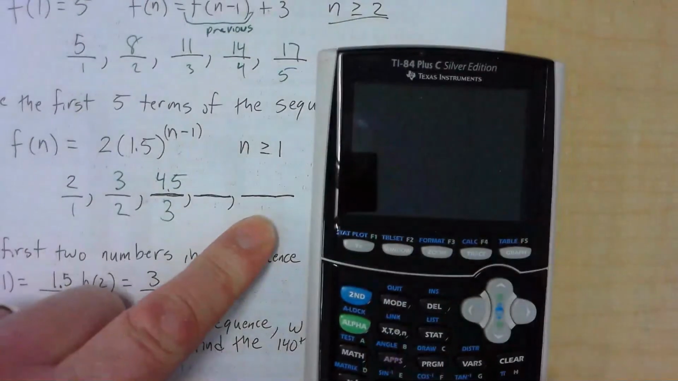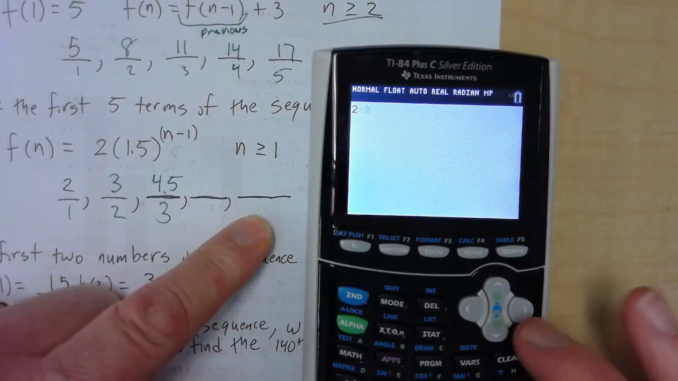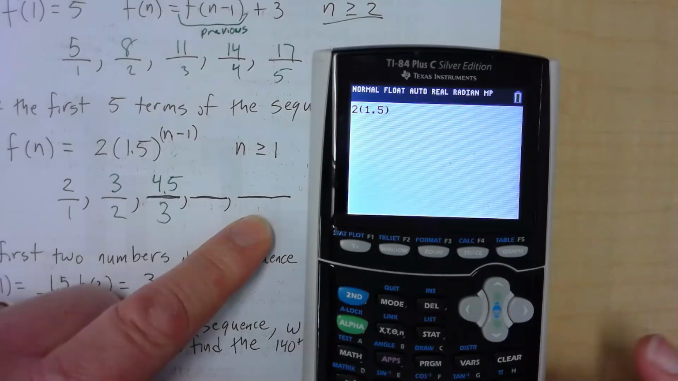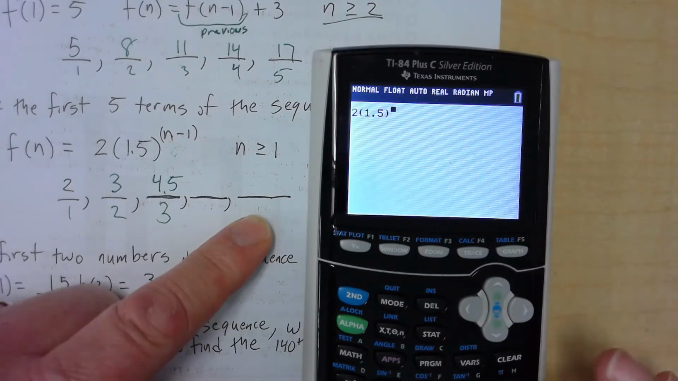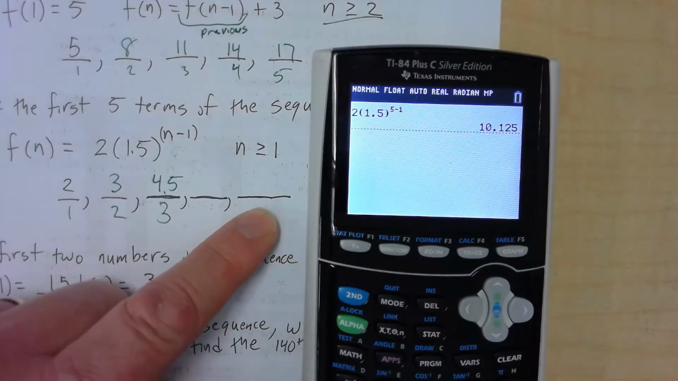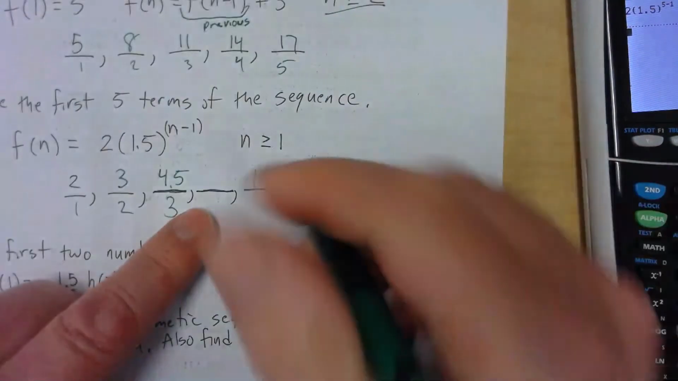Let's do the fifth term. It's 2 left parenthesis 1.5 to the power of 5. Whoops, back up. To the power of 5 minus 1, which would be 4. So that term right there is 10.175. And I jumped right to it. I don't have to go in order with this. 10.175, that would be the fifth term.